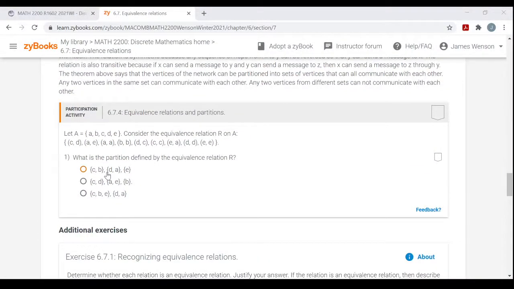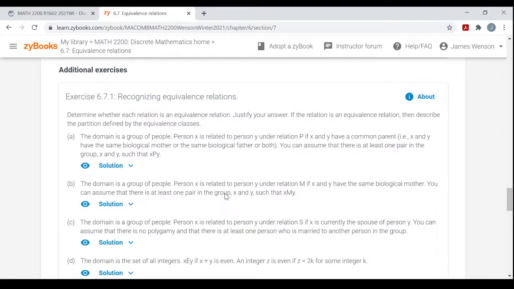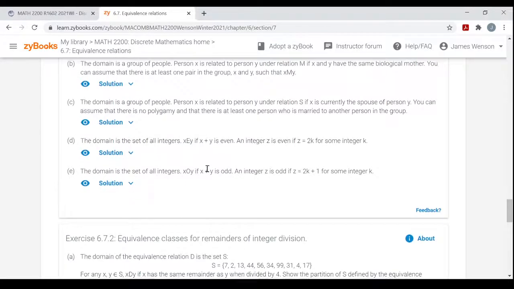And then this one here, it was A and E. It was this one, partition 2. And then you have your additional exercises. The first one here is: is the relation being described an equivalence relation? And then, if it is an equivalence relation, describe the partition defined by the equivalence classes. So how would it break up the domain into those non-overlapping pieces?